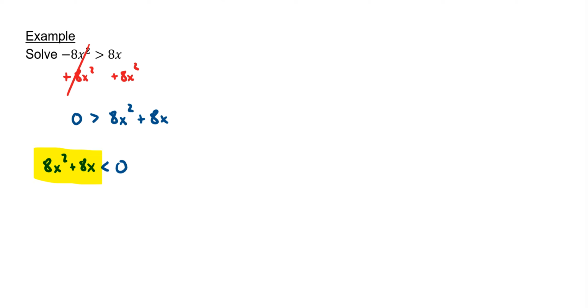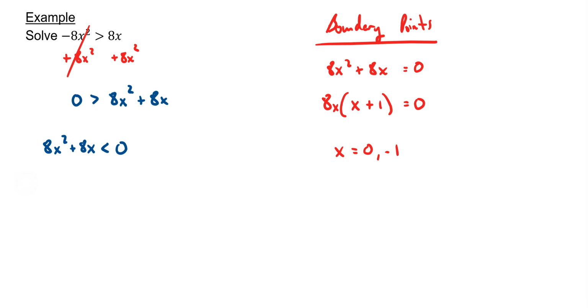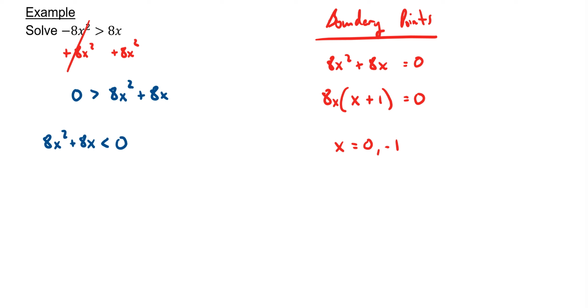And now we do the exact same thing that we were doing. We're going to take that expression, think of it as a function, and find the x-intercepts or boundary points by setting 8x squared plus 8x equal to 0. And this one is just a plain old GCF factoring. We factor out an 8x as a GCF. We're left with x plus 1. Set both of those factors equal to 0 separately. We get x equals 0 and x equals -1. So drawing the little rough sketch for this one, we have 0 and -1.